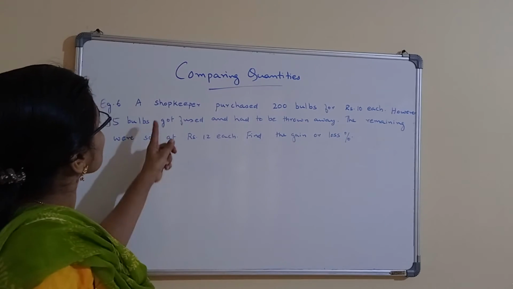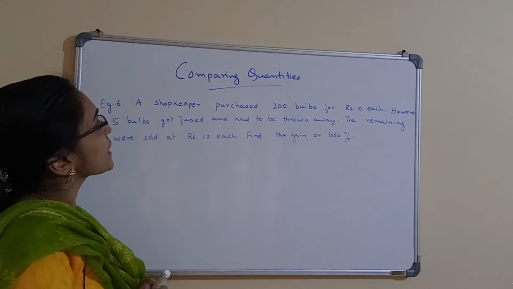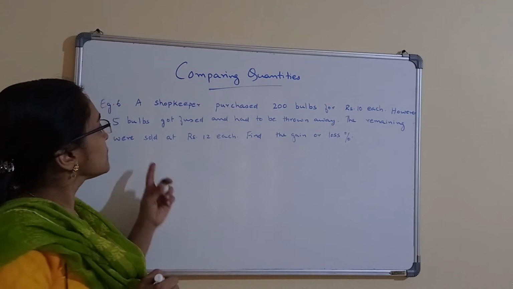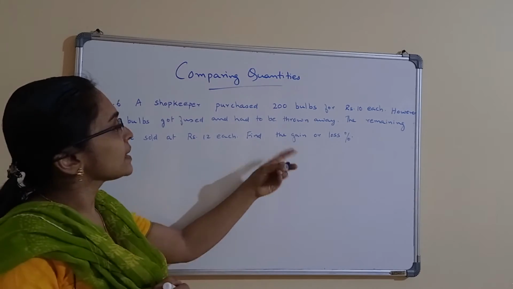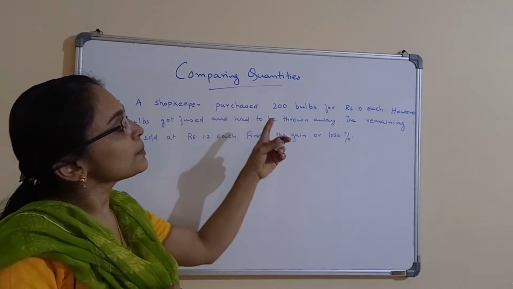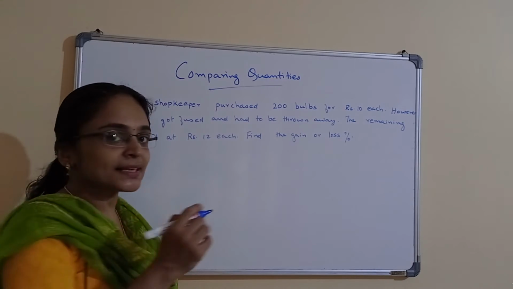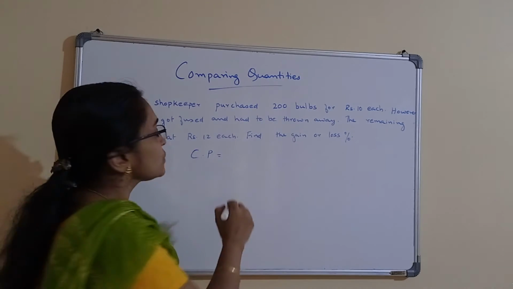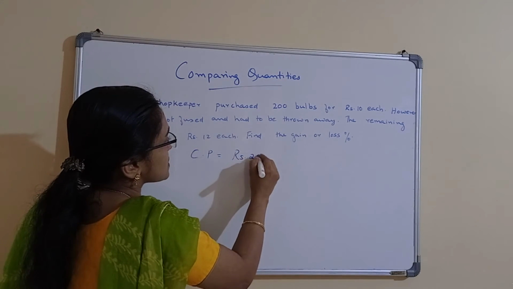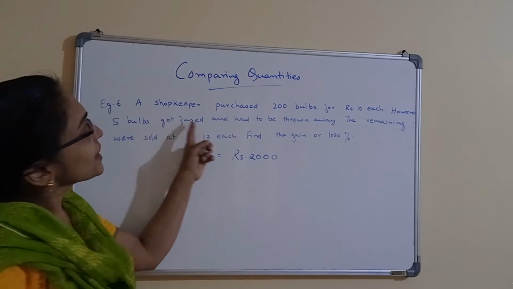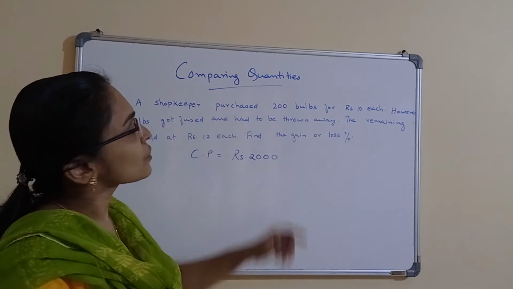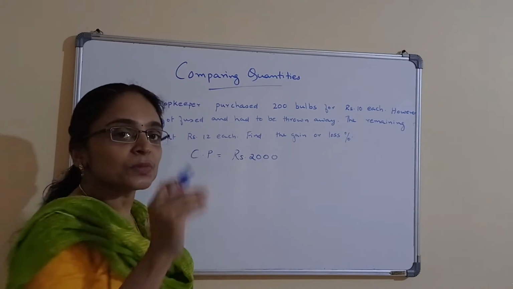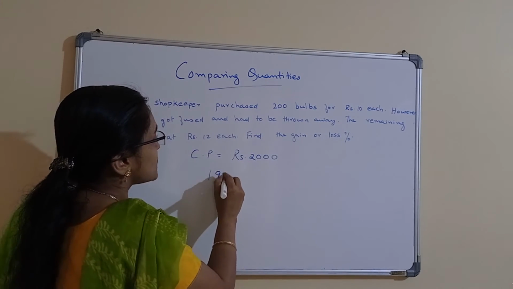Okay. Next is a shopkeeper purchased 200 bulbs for 10 rupees each. However, 5 bulbs got fused and had to be thrown away. The remaining were sold at 12 rupees each. Find the gain or loss percent. So, shopkeeper purchased 200 bulbs for 10 rupees each means the total cost price is equal to 200 into 10, that is 2000 rupees. And 5 bulbs got fused and had to be thrown away. Now he sold the remaining for 12 rupees. That is, how much is left? 195 bulbs are left.